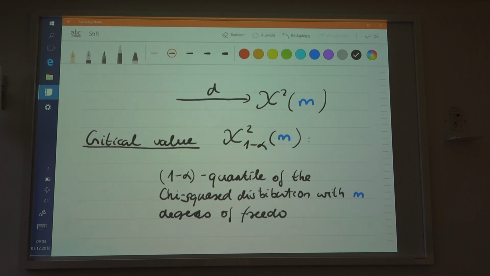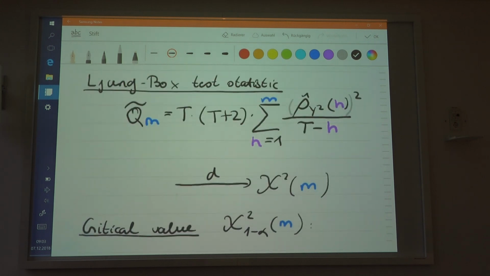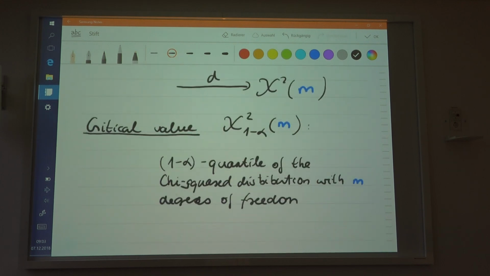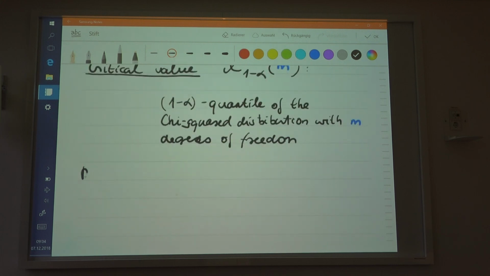So what you do is you calculate either the Box-Pierce test statistic or the Ljung-Box test statistic, and you look whether or not this is greater than the 1 minus alpha quantile of the distribution. So you reject the null hypothesis if, let's say we look at the Box-Pierce test statistic, the Box-Pierce test statistic is greater than the 1 minus alpha quantile of the chi-square distribution with m degrees of freedom.